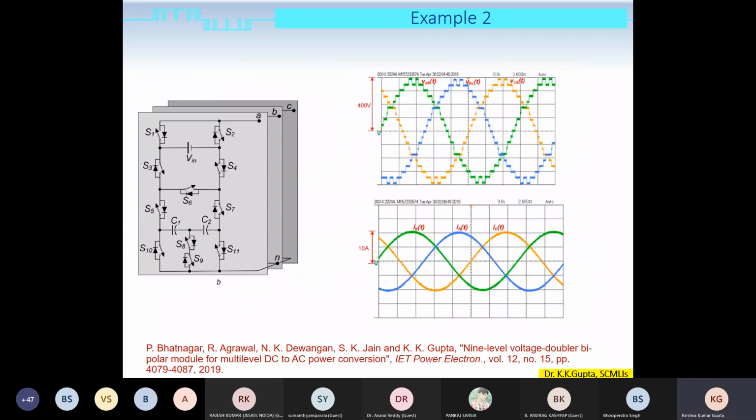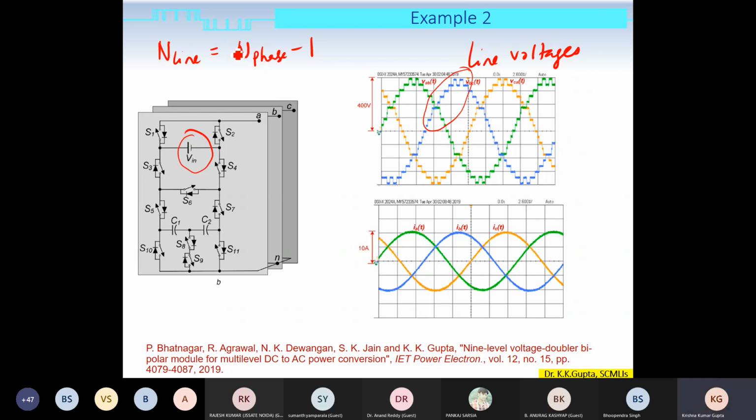We also implemented this topology for a three-phase system, and although it required three DC sources, I'll take one example where you can do so with a single DC source also. So the results are quite satisfactory, because of the number of levels in the line voltage. These are the line voltages. The relationship is very simple. The number of levels in the line voltages is equal to the number of levels in the phase minus 1.